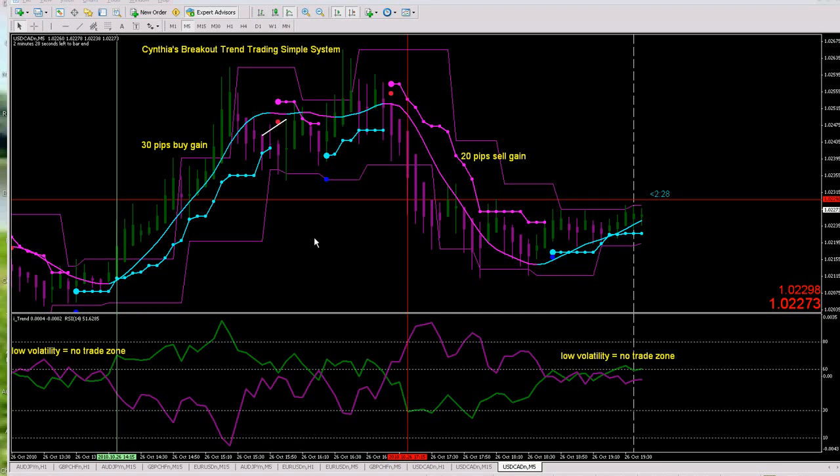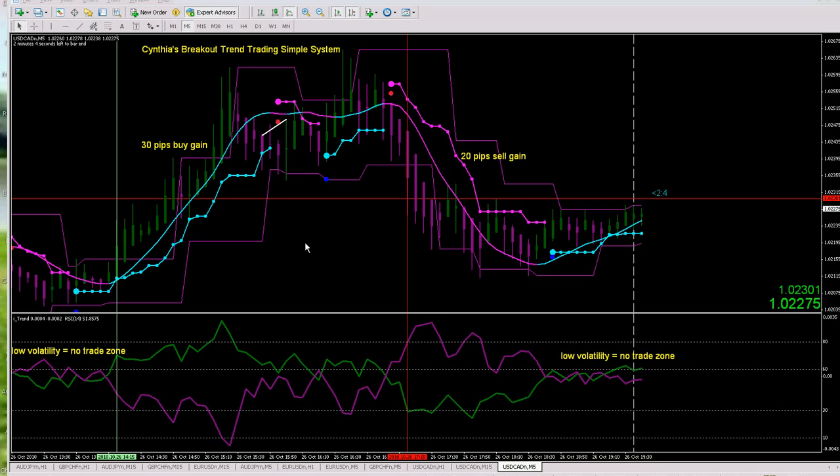I'd like to introduce you to my breakout trend trading simple system. In the last video I showed you trading the euro in the 5-minute chart, and here's the USD CAD in a 5-minute chart on the same morning, and it traded just the opposite of the euro. This was about 4 hours of trading, and you had basically only 2 trades.